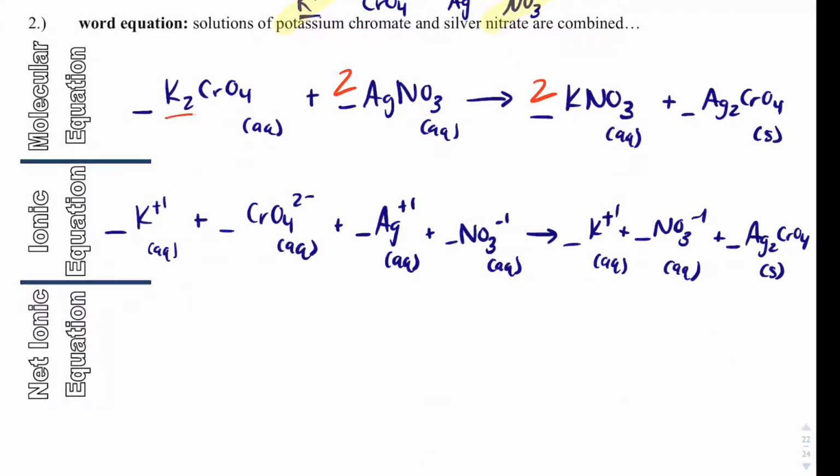And then I need to make sure I balance. So I've got 2 potassium, so I'll make sure I put a 2 there. I've got 1 chromate, that looks good. 2 silvers, so there, and then 2 nitrates as well. 2 potassiums and 2 nitrates.